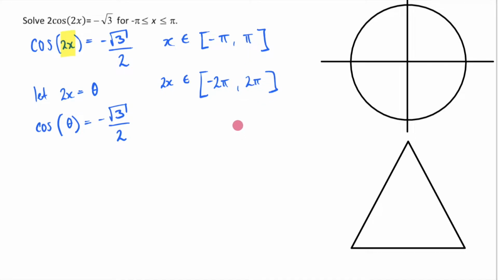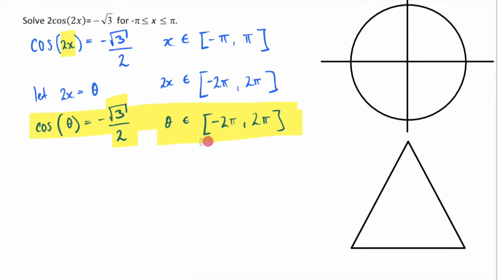Now that I'm here, what I need to do is realize that 2x equals theta. So I could simply rewrite this again like this. So just like that, I now have everything in terms of theta, and this is what I'm going to be using to answer my question now.